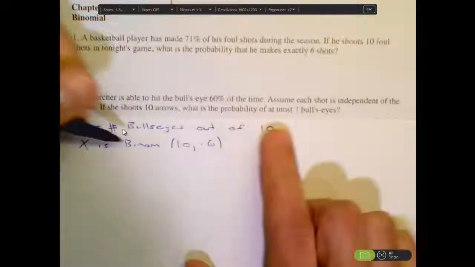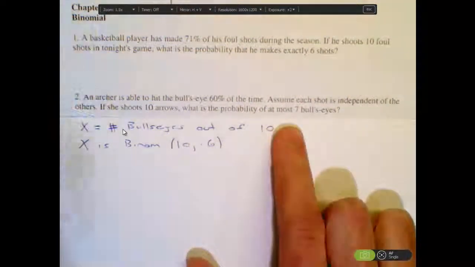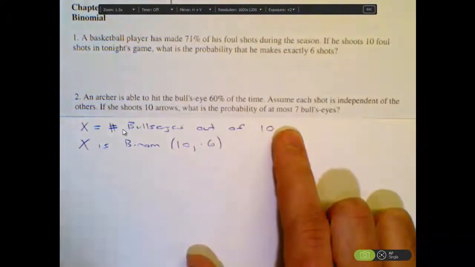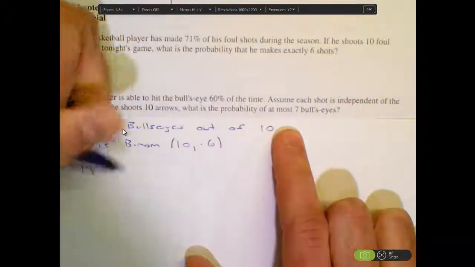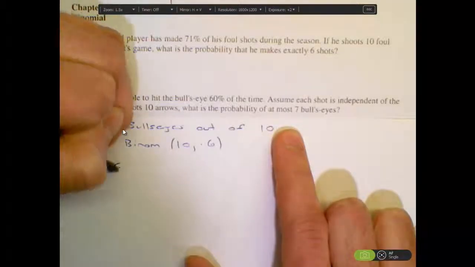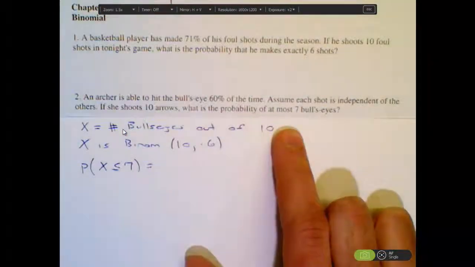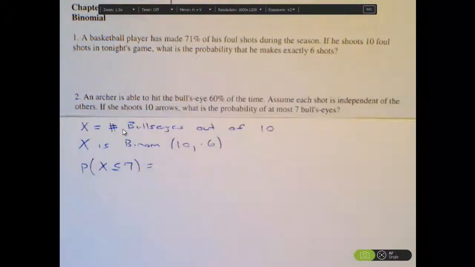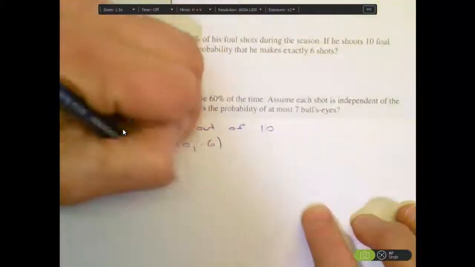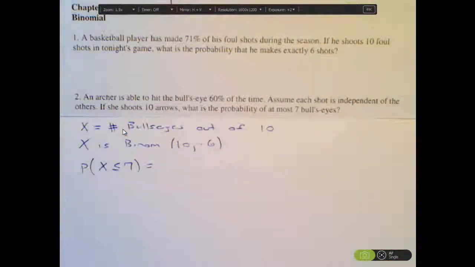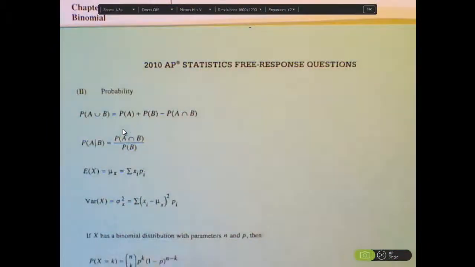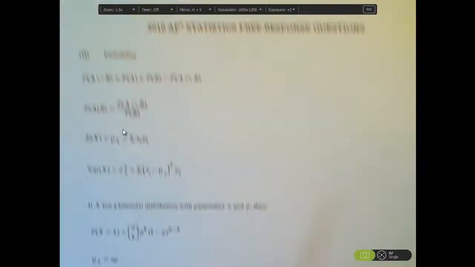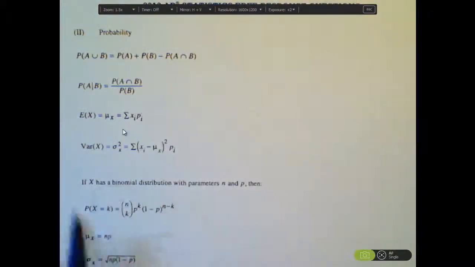Okay, so the probability of at most 7 bullseyes. So this is going to represent an inequality here. So I have the probability that X is less than or equal to 7. So that means it could be 0 all the way up to 7. At most, you're writing 3 formulas. So I'm referencing this formula again. I'm not going to talk through it explicitly like I did in the previous example. If you need to, get out your formula sheet, pause the video, see if you can write out the 3 formulas I'm going to write out.